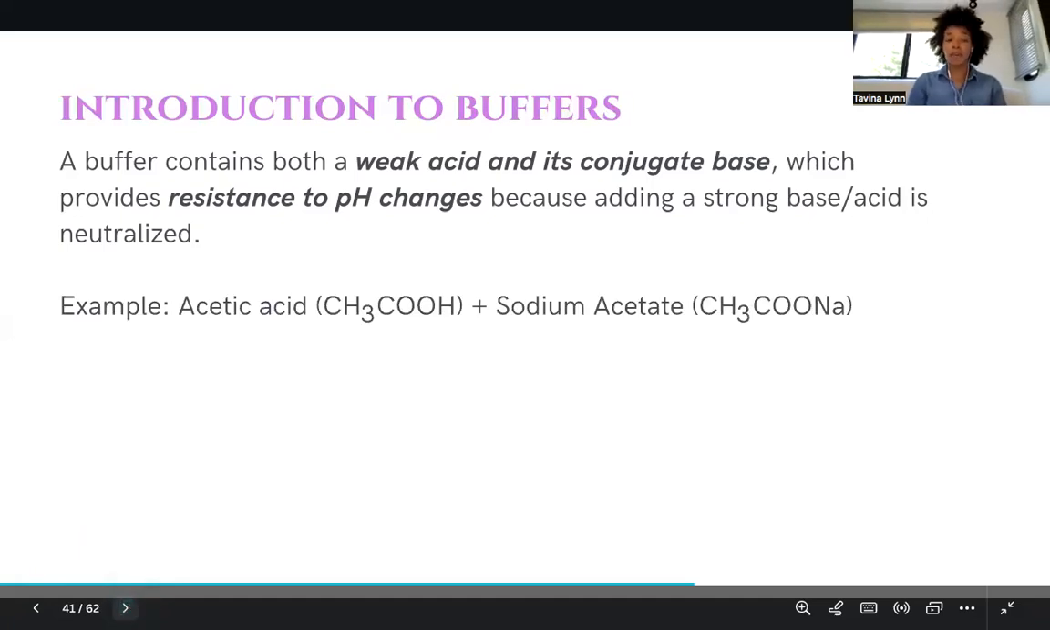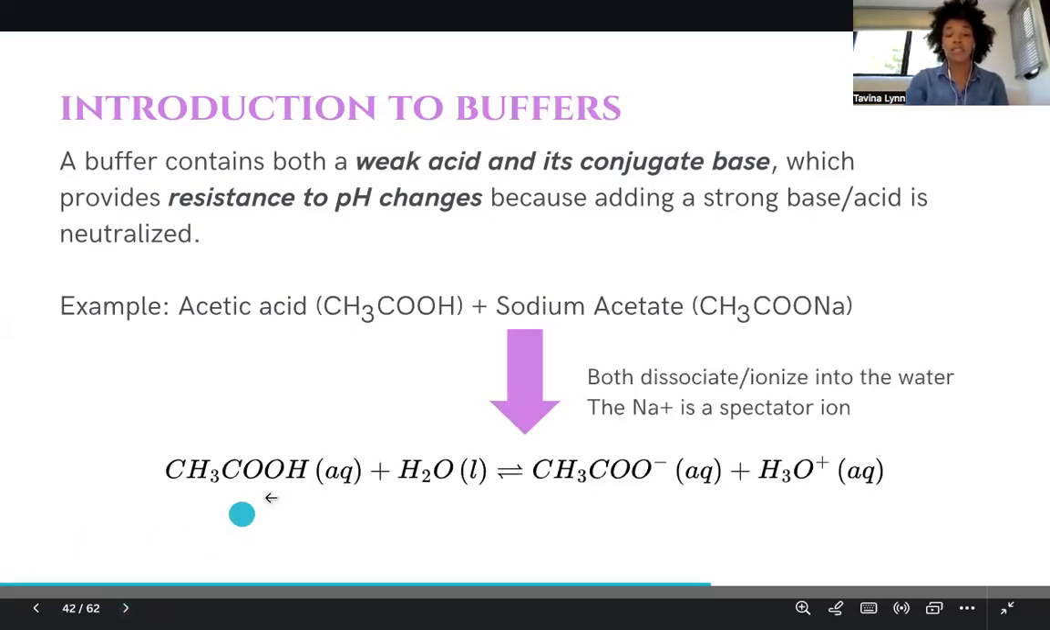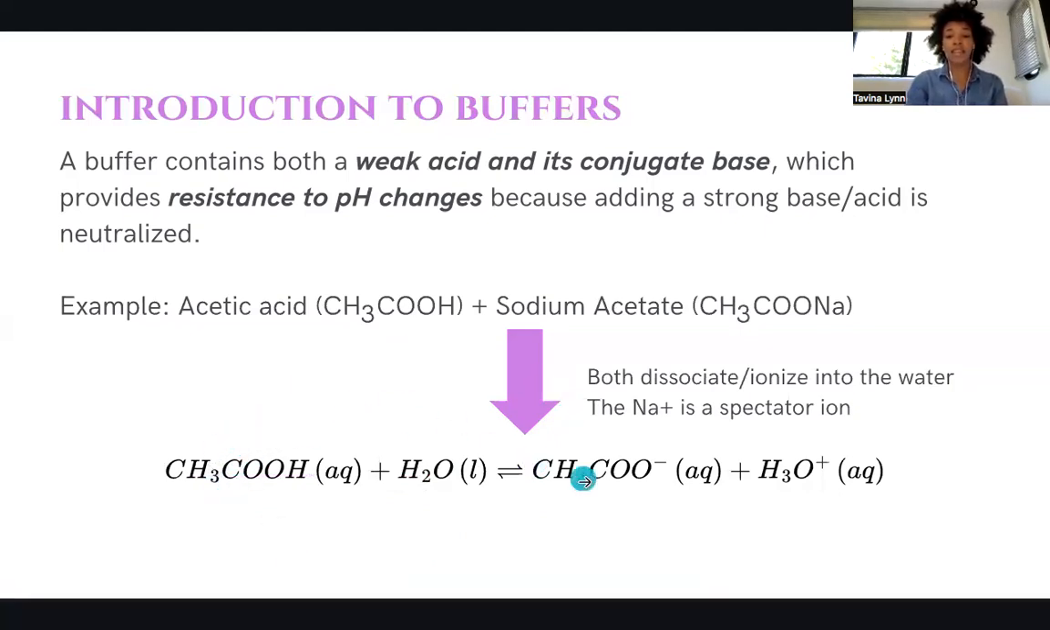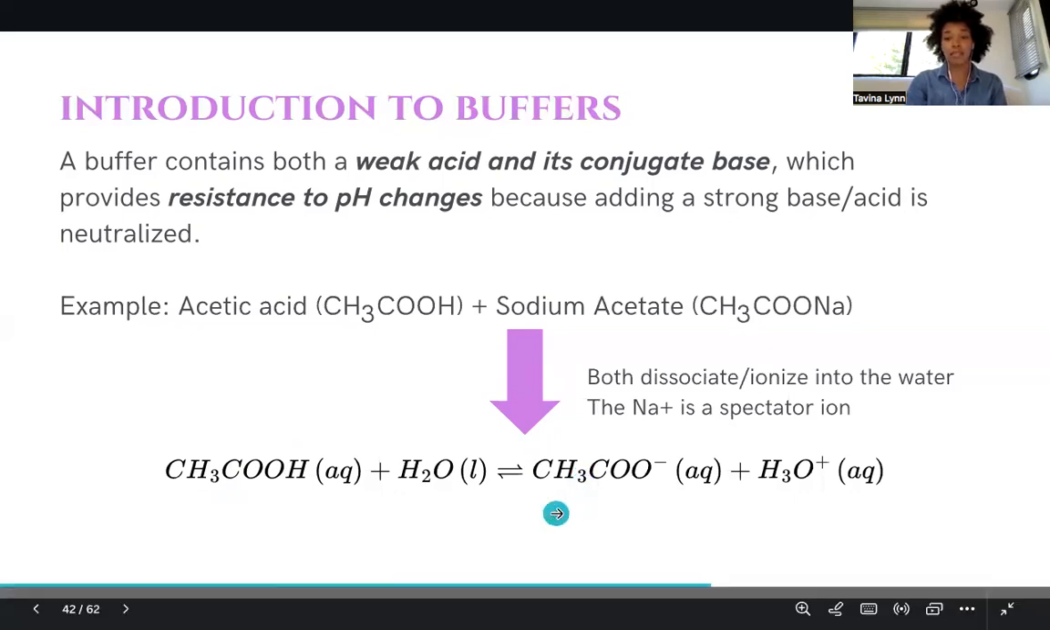So an example of a buffer is if we make a solution of acetic acid and sodium acetate. Acetic acid is a weak acid and its conjugate base is acetate. The sodium is a spectator ion, so what we will have is this hydrolysis reaction with acetic acid in water, so we form equilibrium between acetic acid and its weak conjugate base acetate. So both the acetic acid and the sodium acetate are going to dissociate or ionize in the water.